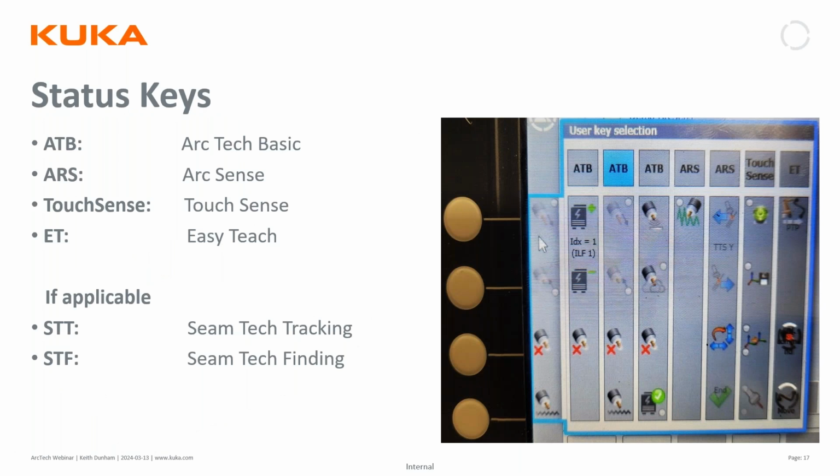This is showing a window. This is from one of our lab robots. I just wanted to put in what the abbreviations meant. Maybe you could assume what they are, but obviously KUKA.ArcTech Basic, TouchSense, there's no abbreviation. ARS, ArcSense, and then ET, there's an Easy Teach, that's any of your motions. And then if you had SeamTech tracking or SeamTech finding, you would have those abbreviations there.